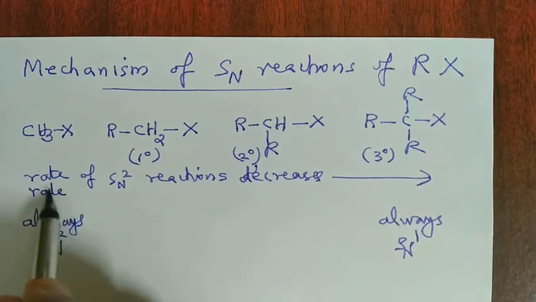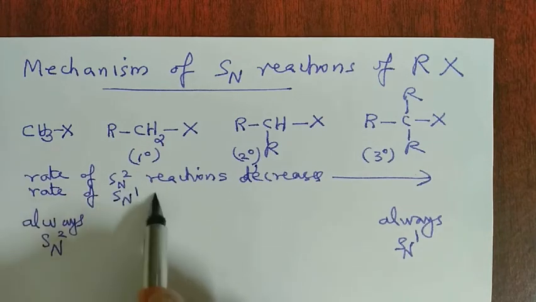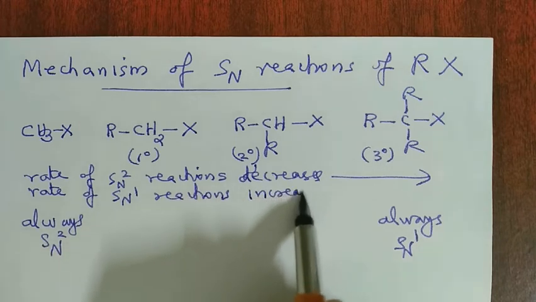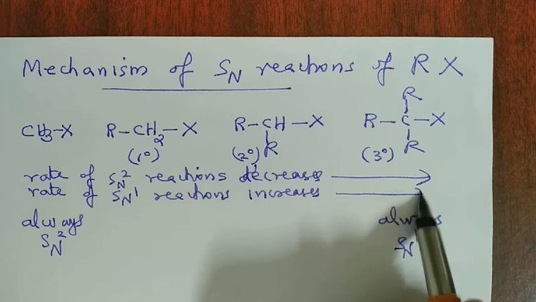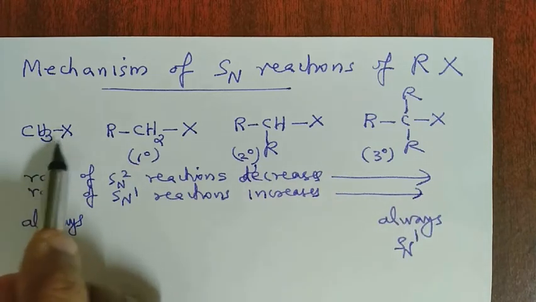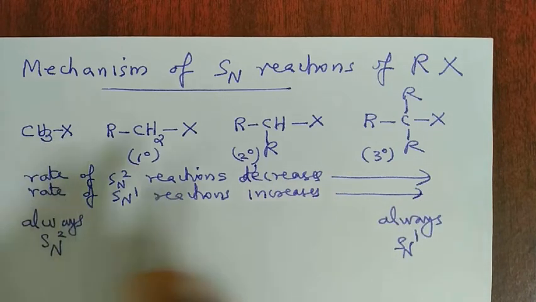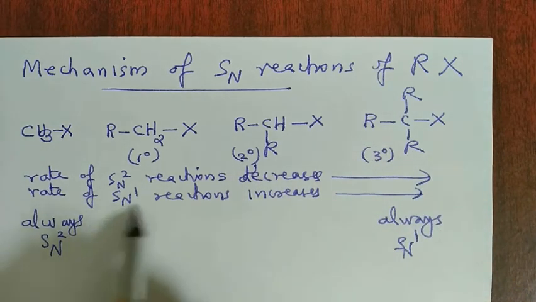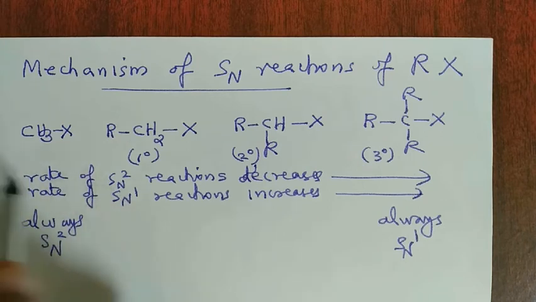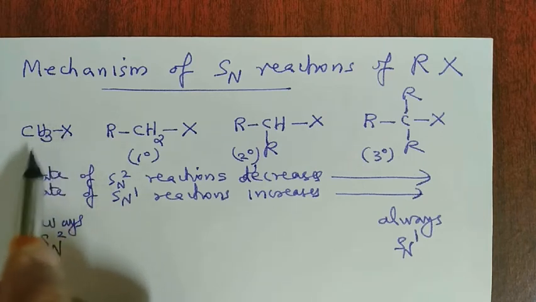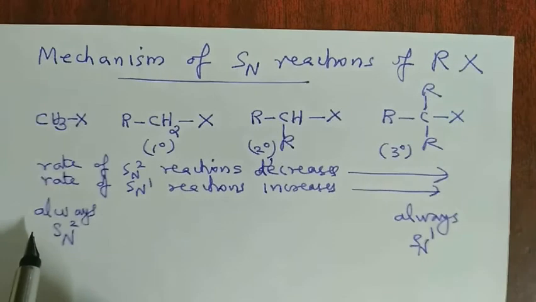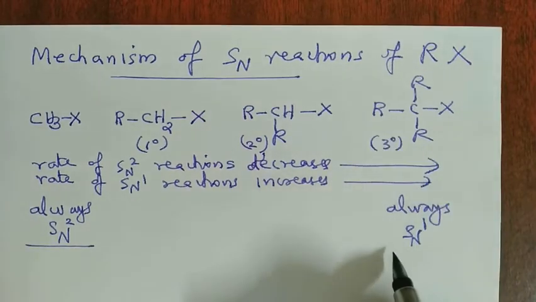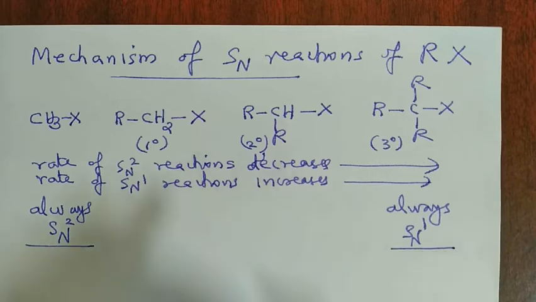However, rate of SN1 reactions increases from left to right. Methyl halide is least reactive towards SN1 reaction and tertiary alkyl halide is most reactive towards SN1 reaction. Hence, mechanism of SN reactions of methyl halide is always SN2 and that of tertiary alkyl halide is always SN1.